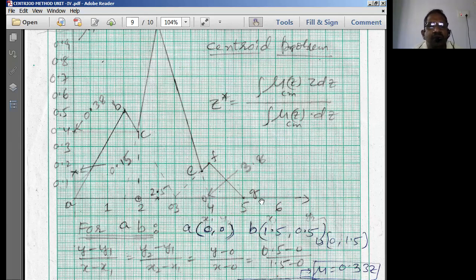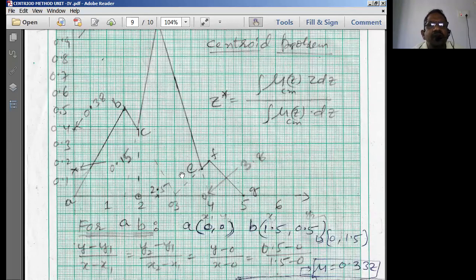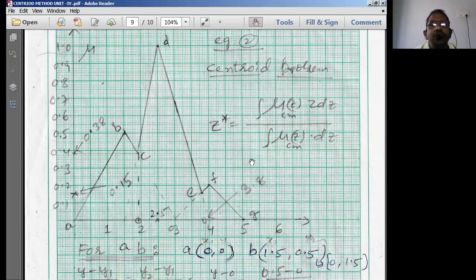Okay, so now let us look into this. Z star is equal to integral of mu of z dz by integral of mu of z dz, we can write. Now let us try to find out the values at various points. So after we get this graph, let us try to indicate the points.